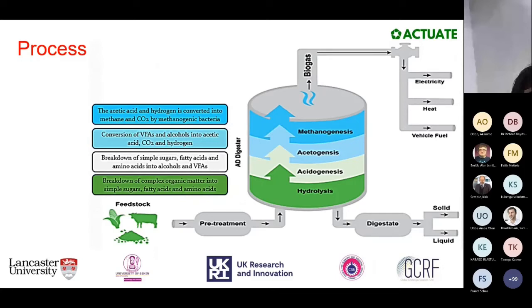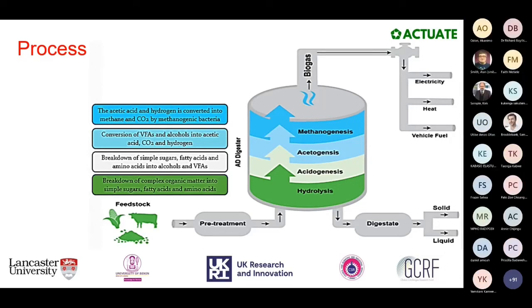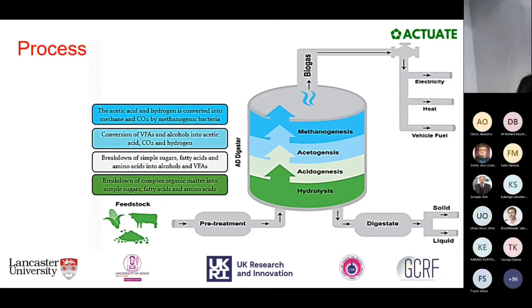The second step, acidogenesis, involves the breakdown of the products from the hydrolysis step into things like amino acids, alcohols, and volatile fatty acids. These products go into the third step, acetogenesis, where the VFAs and alcohols are converted into acetic acid, hydrogen, as well as carbon dioxide. Now, all of this goes to the last stage, methanogenesis, where the products are converted into methane and CO2. So methane is actually the biogas, with some amount of carbon dioxide. All of this happens inside the anaerobic digester and is facilitated by very specific microorganisms.